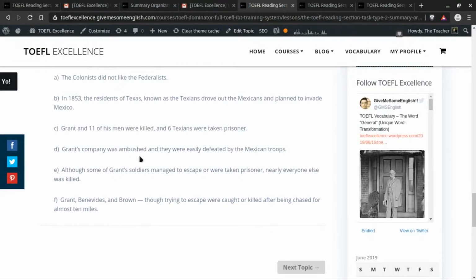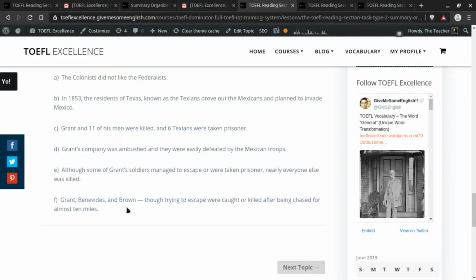Grant's company was ambushed, and they were easily defeated by the Mexican troops. Once again, this is also a detail, but it might be a very important detail, which actually acts as a summary. So there are situations where you have answers which, although they represent details, might actually be a summary statement. Although some of Grant's soldiers managed to escape or were taken prisoner, nearly everyone else was killed. Once again, possible detail, possible summary.